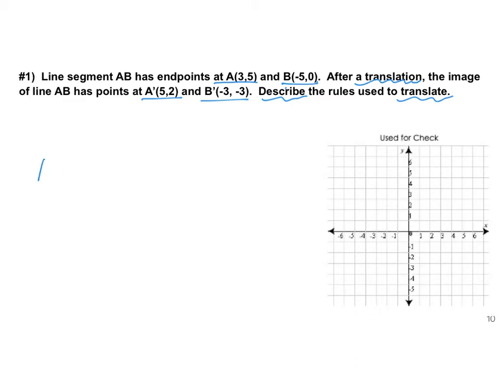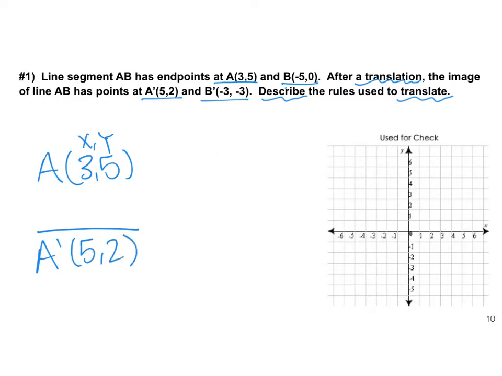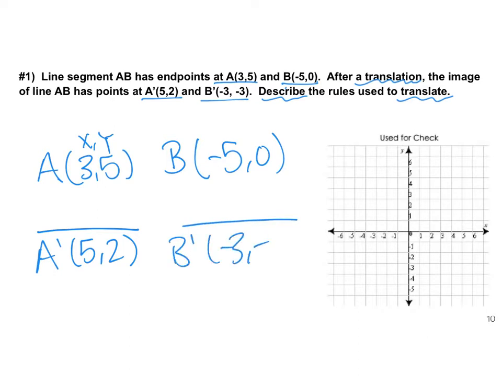So you should have set up the points that they gave you. So A was at (3, 5), remembering X is first, Y is second. I don't know what the translation was, so skip some space. And then I know that A prime is at (5, 2). I'm going to go ahead and write out B because the middle should be the same for both. B was at (-5, 0). And B prime is at (-3, -3).